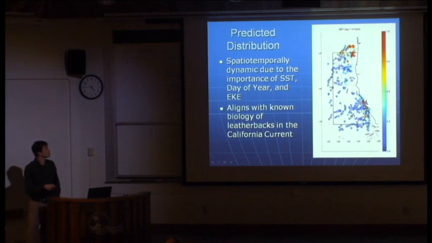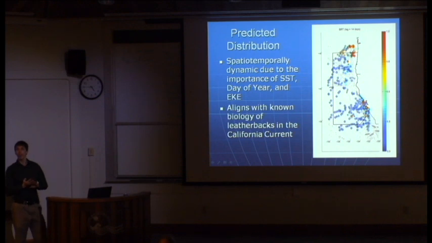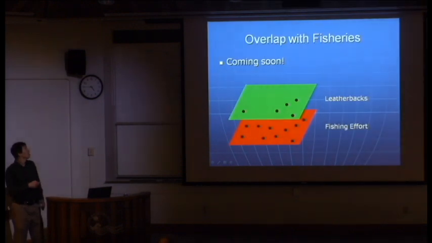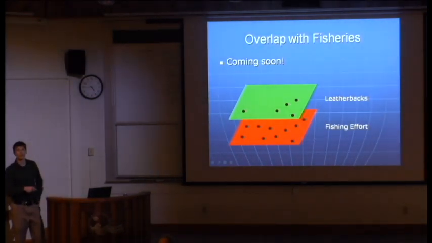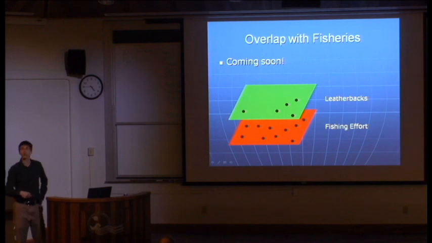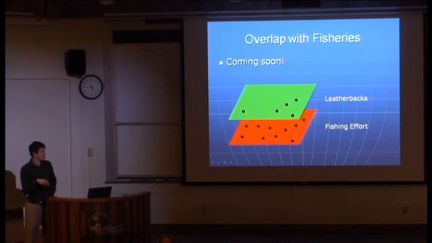Okay, so we can use these sorts of maps, overlay them with the predictions of the fishing effort to get overlap with fisheries. And unfortunately, we haven't gotten to this just yet. I would love to show you some results, but they are forthcoming very shortly. And if you want to see them, you can bug Tomo in the next month or so. We should have some results. Or you can always email me. My email's on the cover slide here.